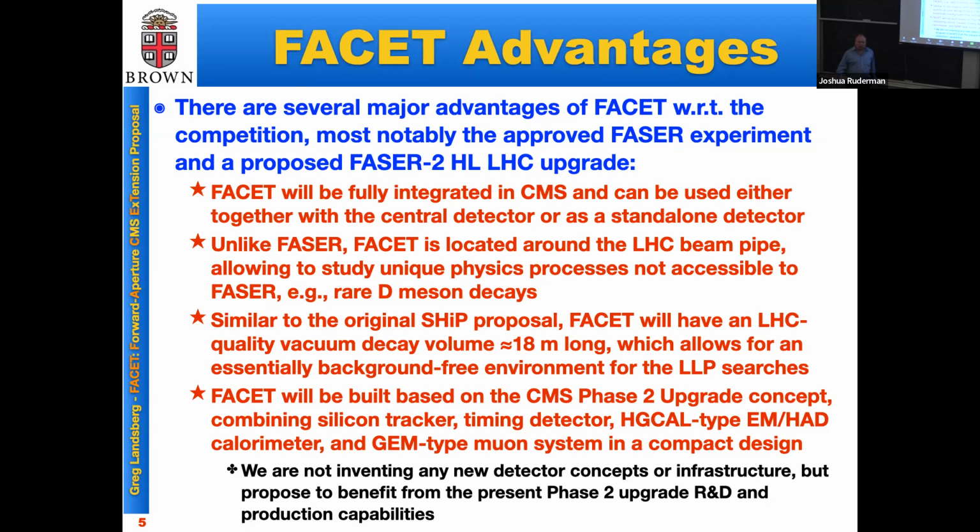That's as far as we could fit in this area, which allows an essentially background-free environment for the ALP sources, because we will be looking at the decay vertices deep in this vacuum volume. FACET will be built, as I mentioned, on the phase 2 upgrade concept, combining a silicon tracker, a fast timing detector, and an HGCal-type electromagnetic/hadronic calorimeter, which is basically electromagnetic and hadronic calorimeters built together with silicon technology. And we're also considering either a GEM-type muon system or a silicon muon system in a compact design.